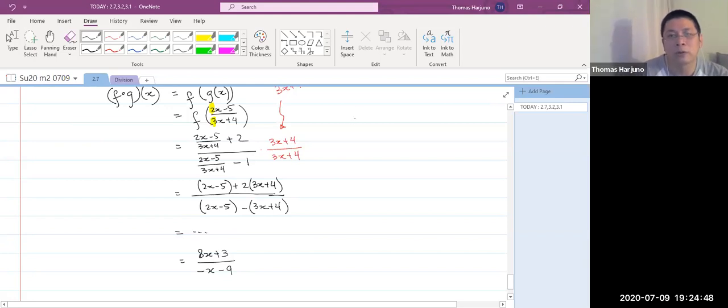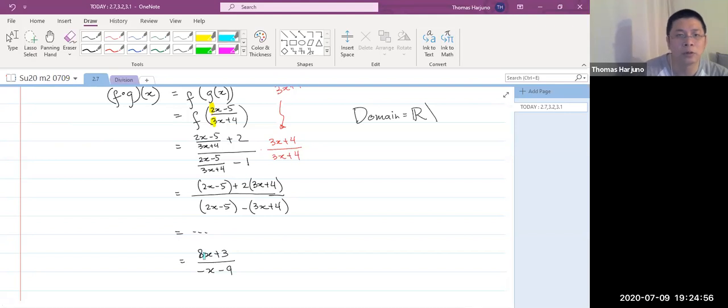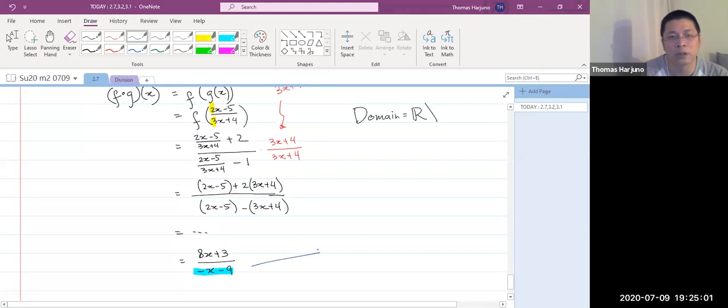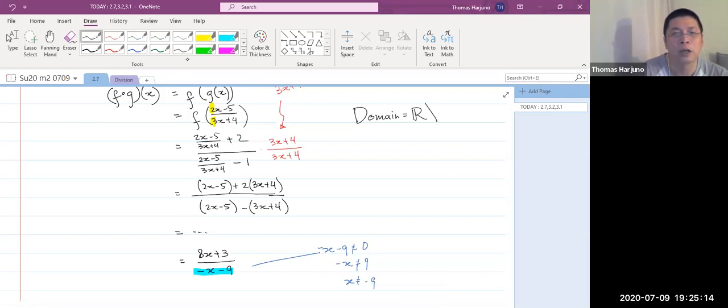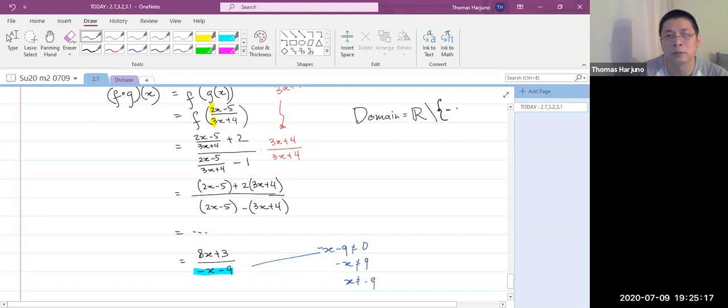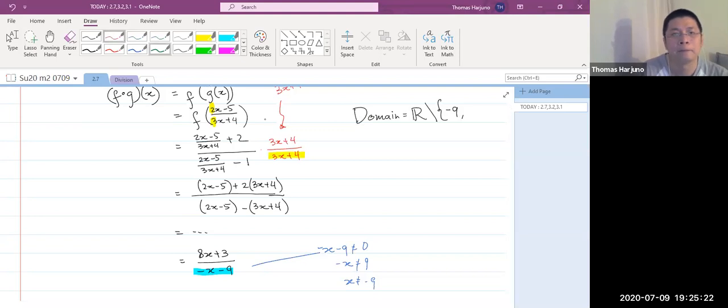So what happened to the domain? The domain is all real numbers except, notice that you need to avoid this being 0, right? Negative x minus 9 not equal to 0. Negative x not equal to 9. x not equal to negative 9. So I need to avoid negative 9. And I also need to avoid 3x plus 4 being 0.